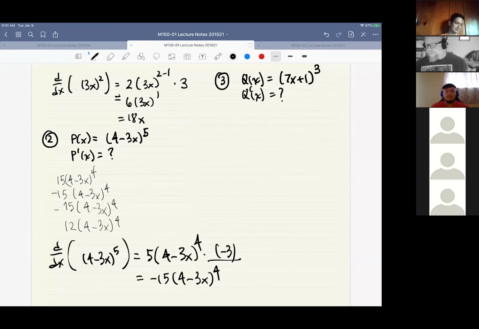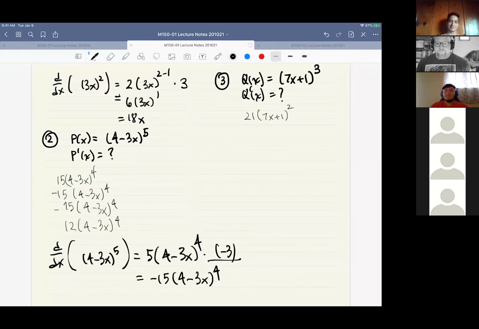I got 21 over parentheses 7x plus 1 end parentheses to the second power. All right. Did anybody else get the same derivative? I did. Levia, Jen, Brandon, Andre, Alexia. Yep. Well, that's good because that's right. That's exactly right.